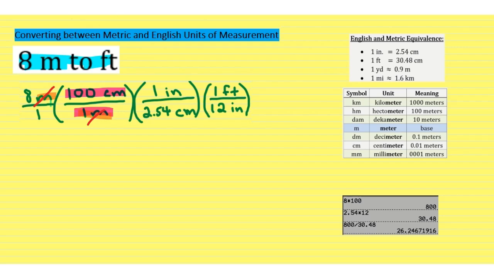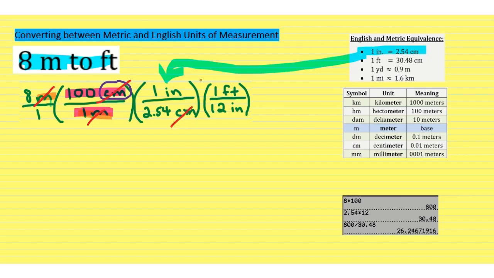Now I have centimeters I need to eliminate. So I'm going to use a conversion factor of 1 inch is equal to 2.54 centimeters. I'm going to set that up there. It's 2.54 centimeters in the denominator. That way I can eliminate the centimeters in the numerator, centimeters in the denominator. Now I need to eliminate inches in order to get to feet, because the goal is to get to feet.